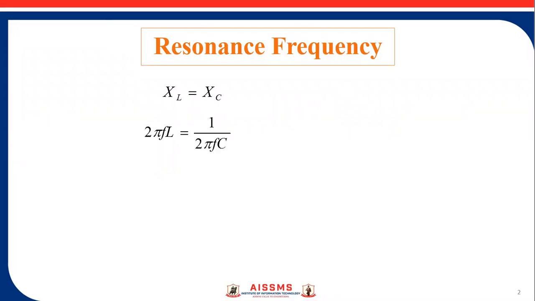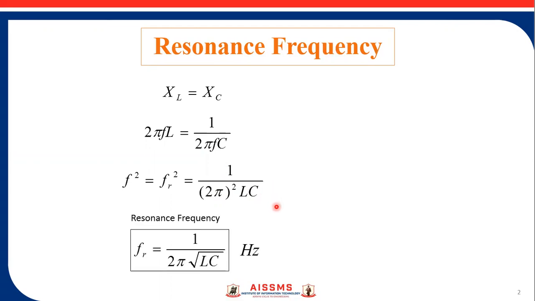XL is nothing but 2 pi FL, and XC is nothing but 1 upon 2 pi FC. So F square equals FR square equals 1 upon 4 pi square LC. Taking the square root on both sides, we get the resonant frequency FR equal to 1 divided by 2 pi under root LC hertz, and in radians, the resonant frequency omega r equal to 1 divided by under root LC.